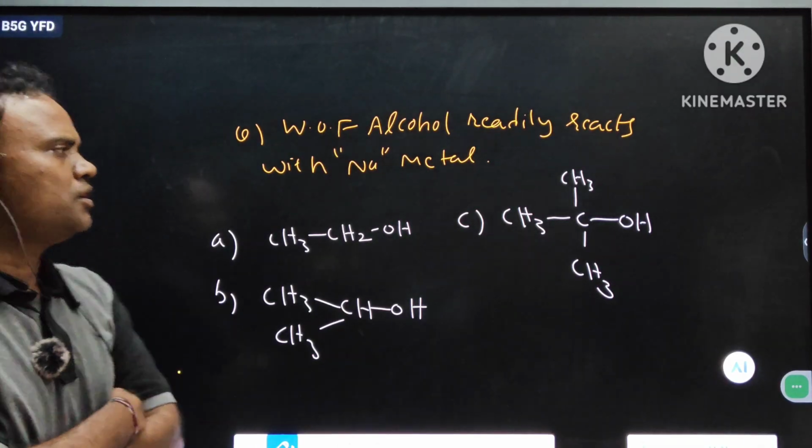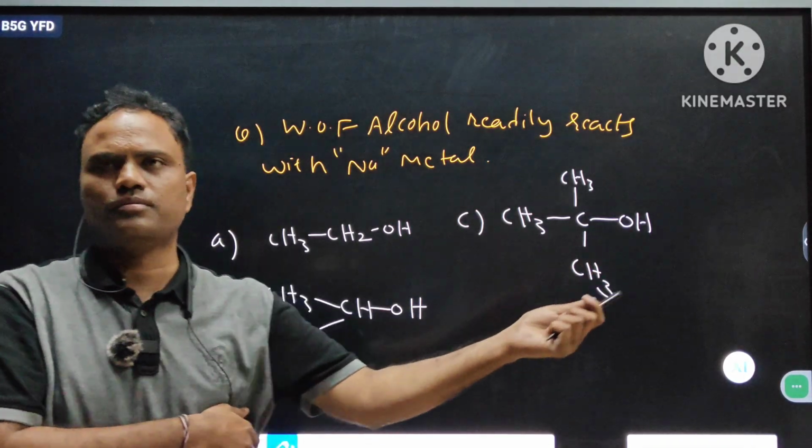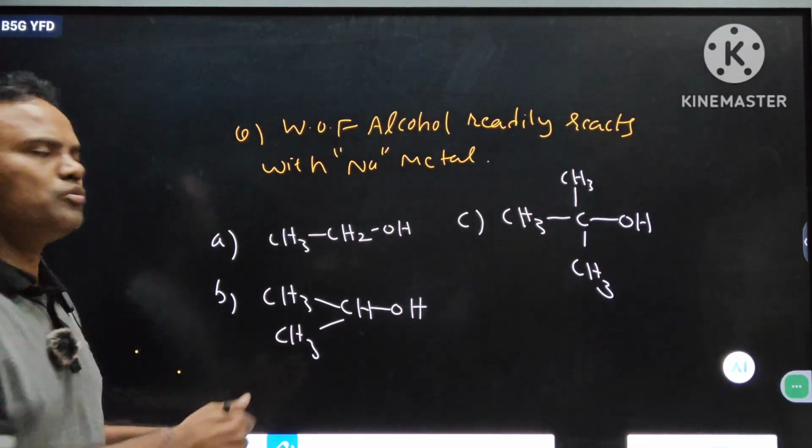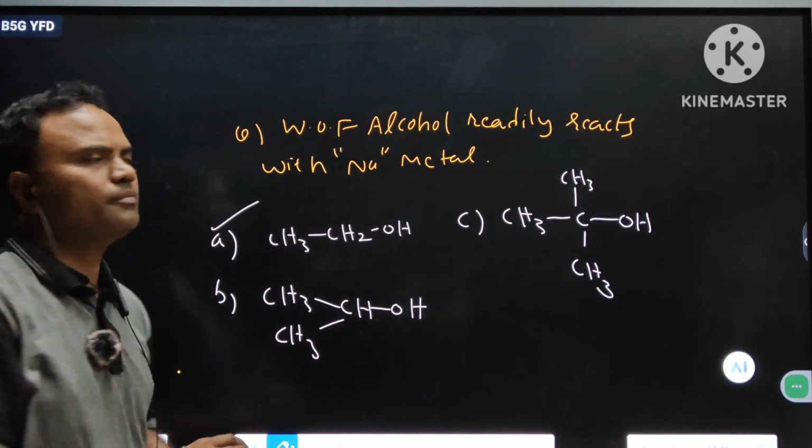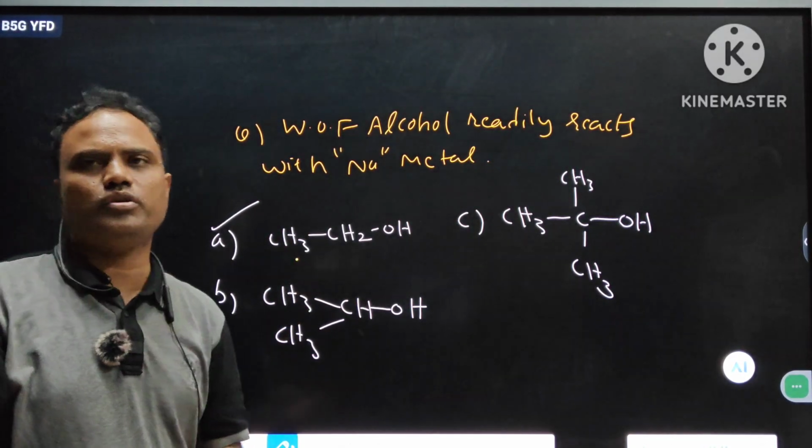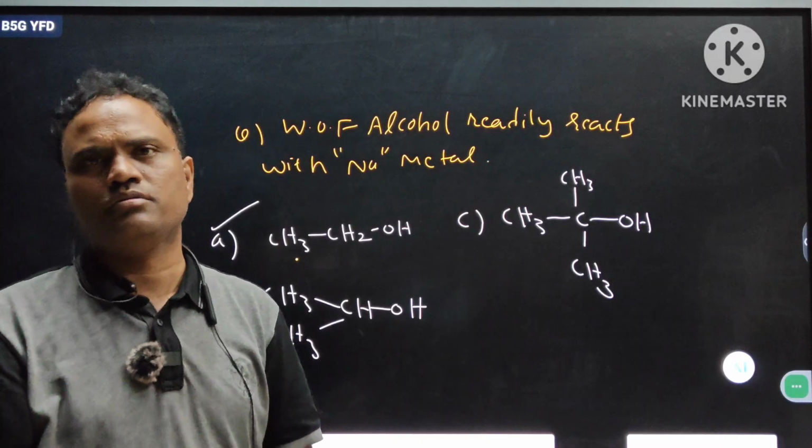Clear? This is less acidic. Moderate. The more acidic alcohol readily reacts with the sodium metal. This is more acidic, so it readily reacts with the sodium metal. Okay.